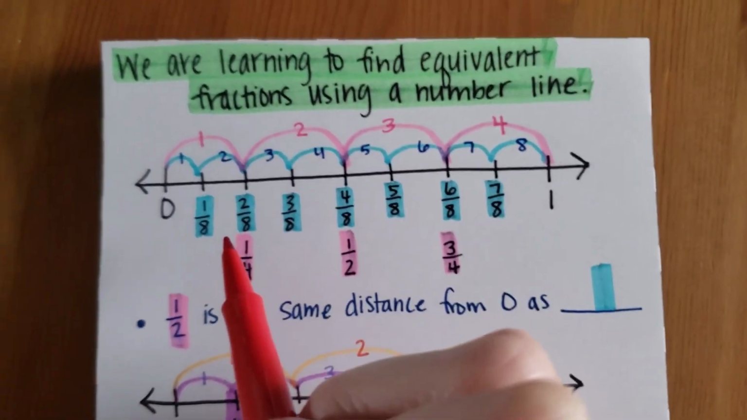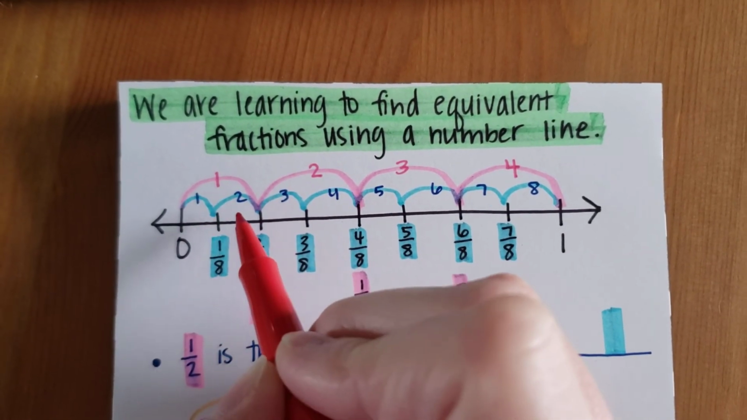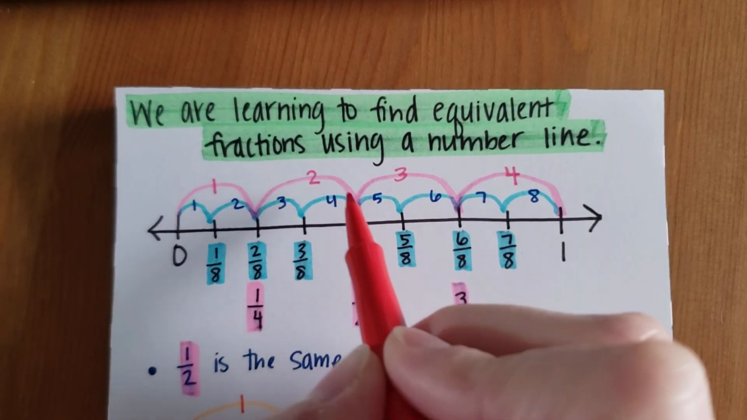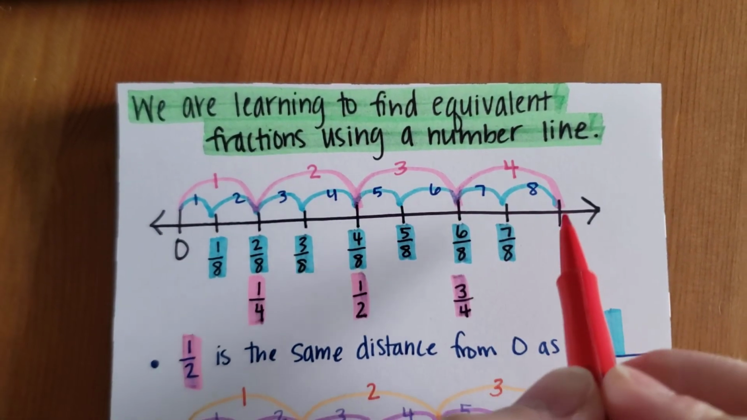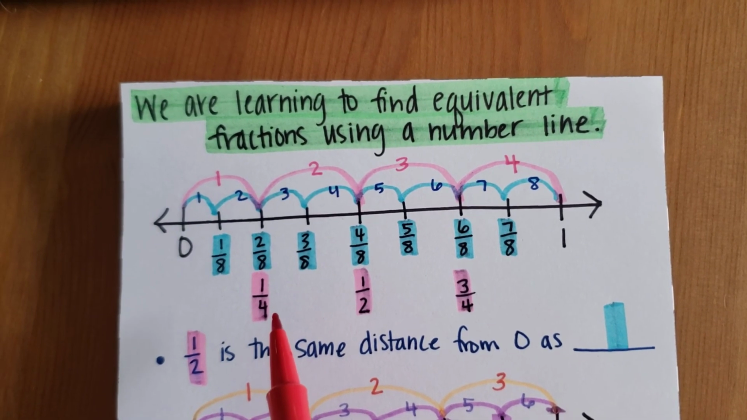But we can also divide this line into fourths because I can make 4 equal hops. So if I do 2 at a time, there's 1 hop, 2 hops, 3 hops, 4 hops. So I can do 8s or I can do fourths.